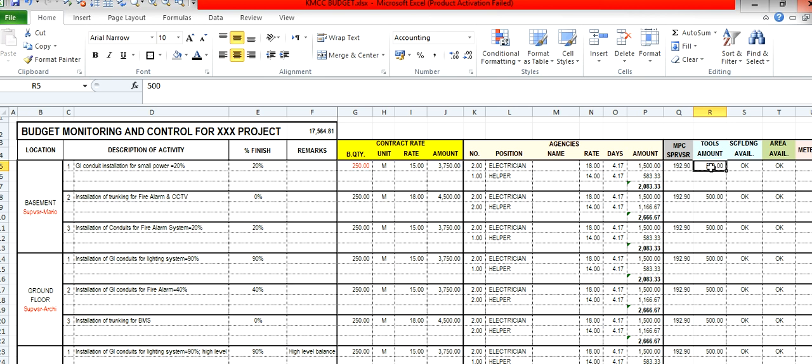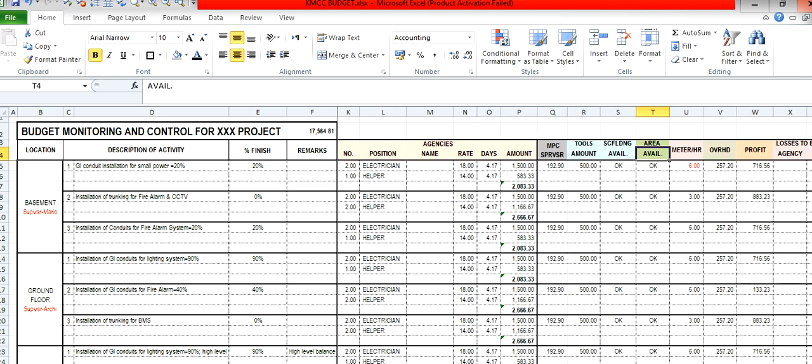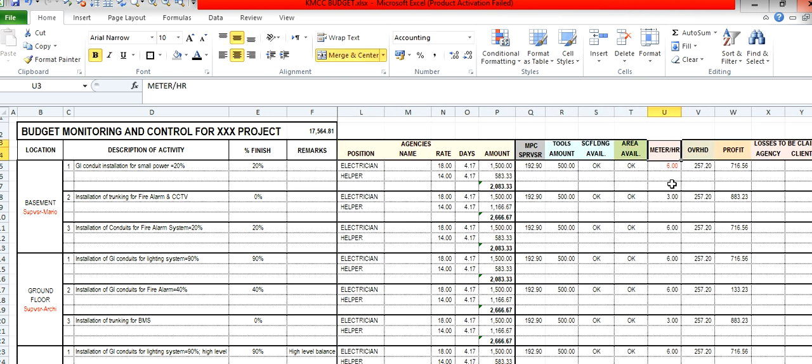the tools also we have to buy. For the tools, we consider that once we buy them, we can use them for 6 months. That's why we put only 500, and it becomes our asset. For scaffolding, we have to coordinate with the client. If the scaffolding is available in the area, we have to coordinate with the client, and meter per hour. So this meter per hour is productivity.